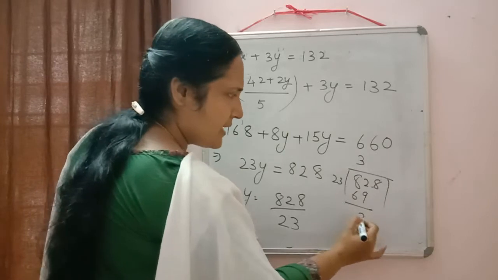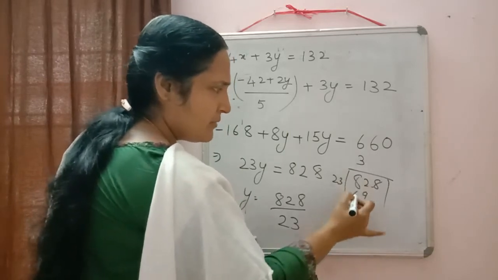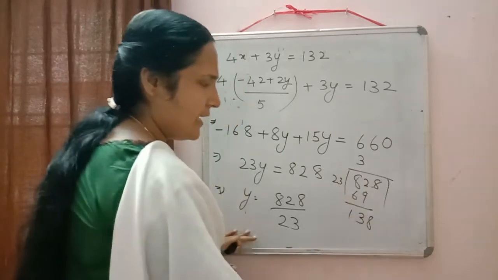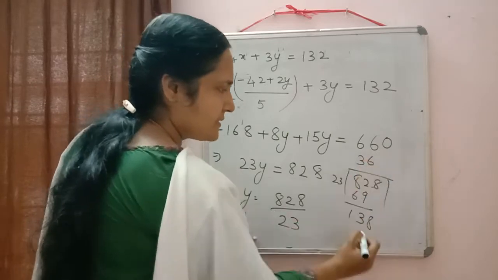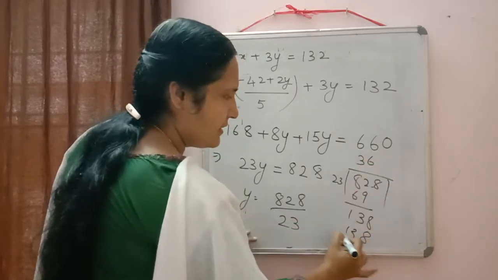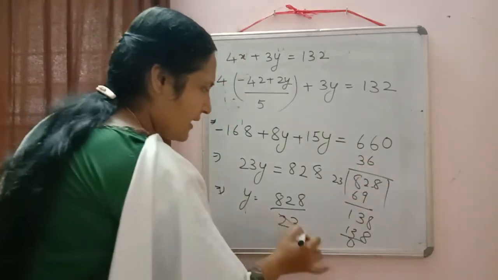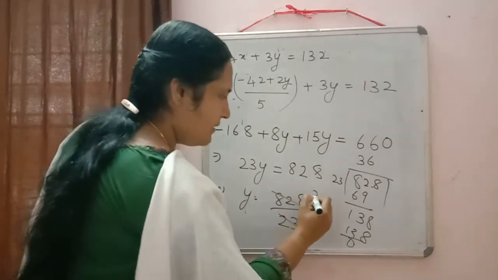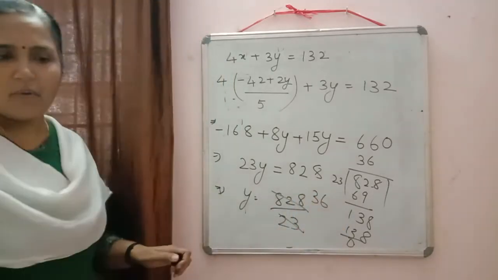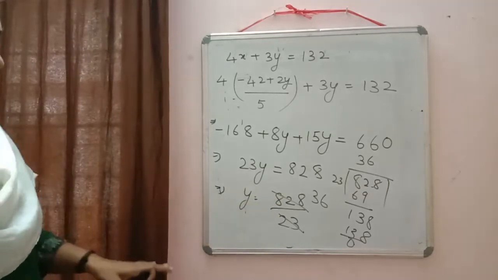So 12 minus 9 is 3. Here it will be equal to 138. So we'll do 6. 6 3s are 18. 138. So directly we can cancel it by 23. We are getting the value of y is equal to 36.